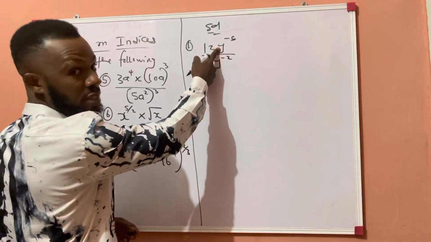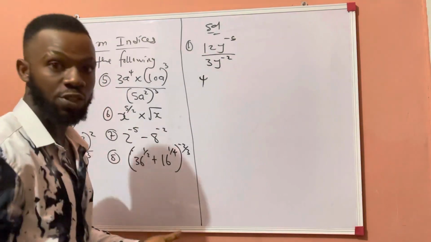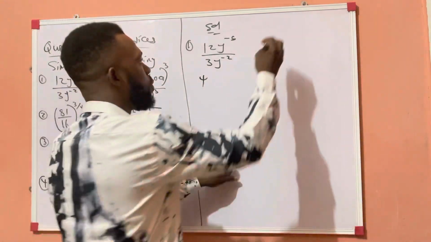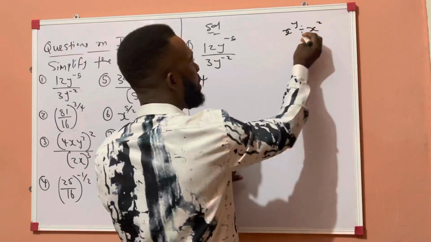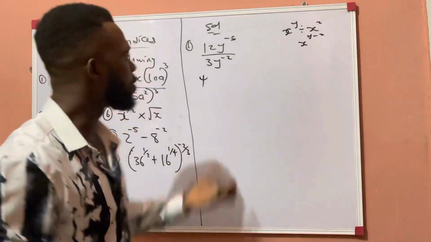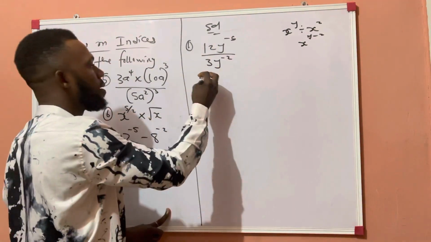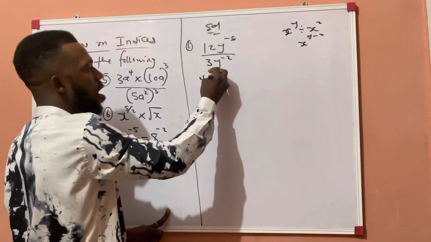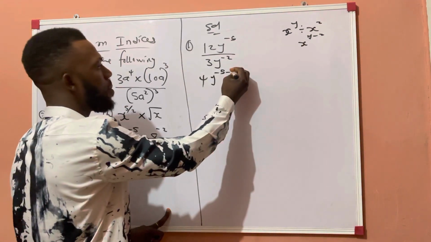Now you will notice that my base here is y and my base here is y, and the sign separating them is a division sign. Remember the second law we talked about yesterday, the division law, that says when you have x raised to the power y divided by x raised to the power z, you pick one of the x and then you subtract the powers. So that is exactly what we are going to do now. We pick one of the base, which is y, and then I subtract the powers. The first power I have is minus 5 minus the second power, minus 2.